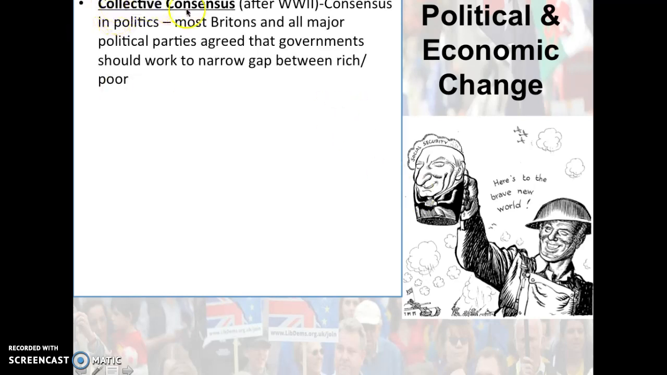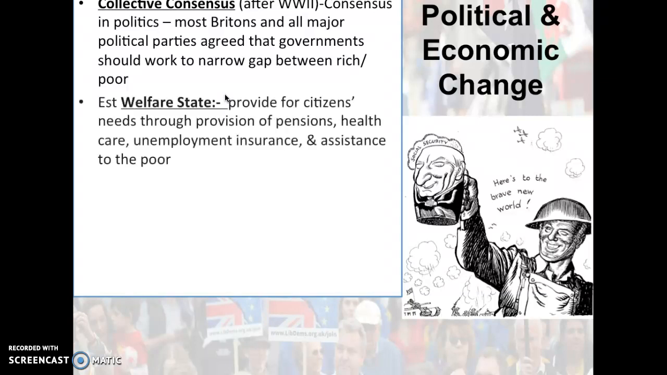Okay, so we're going to start really with collective consensus. That's what that says up there. I know it's kind of cut off, but you can see it. Collective consensus, which was the push after World War II to have all political parties agree that there should be a rebuilding of the economy through working to narrow the gap between people that had a lot and the poor.